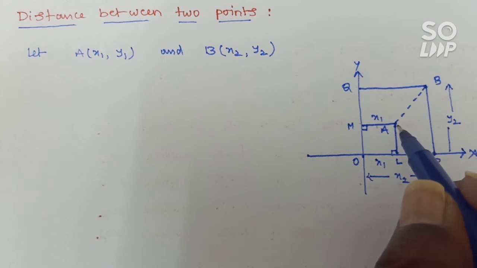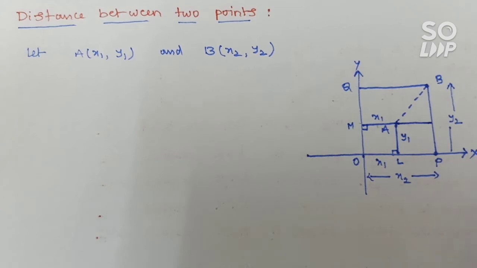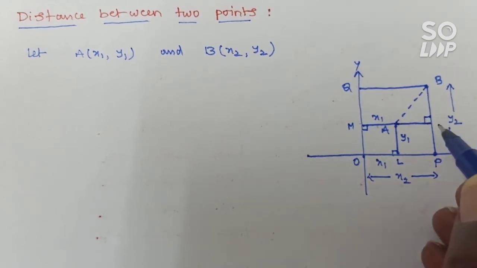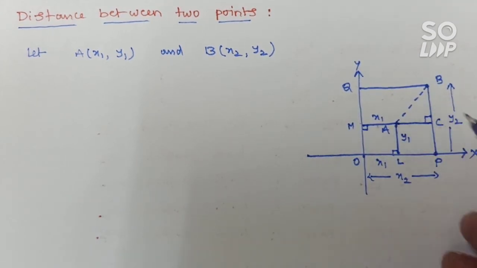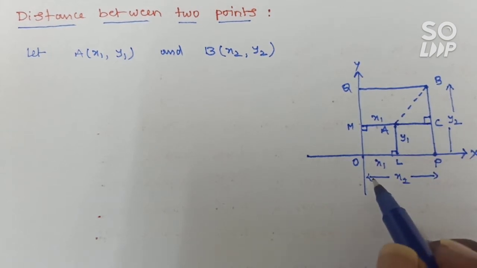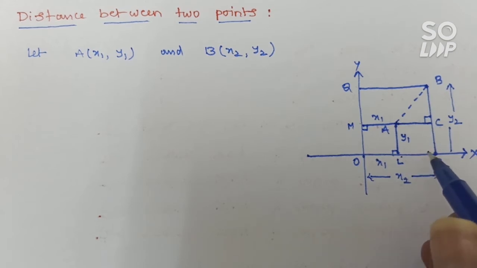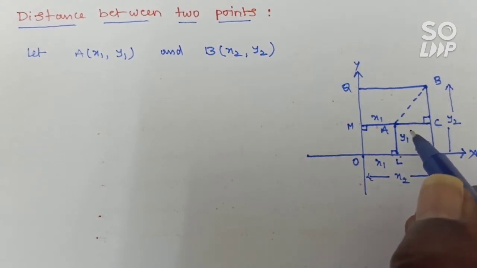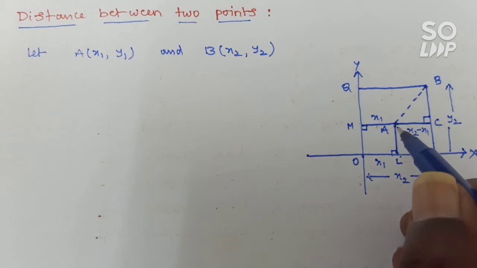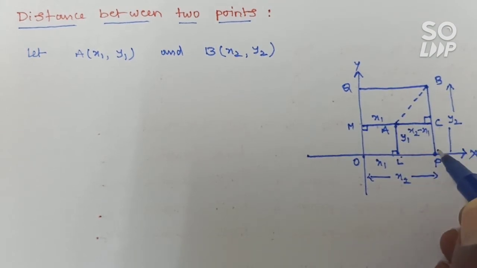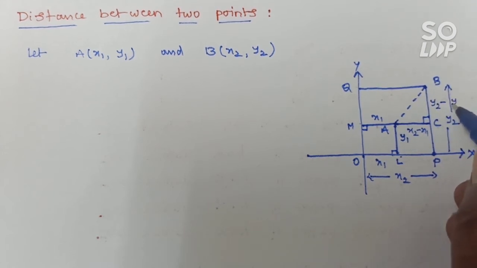After that, produce this line to meet this perpendicular line, and let this point be C. Clearly ABC is a right angle triangle. If this length is x2 and this length is x1, this length will be x2 minus x1, so this is also x2 minus x1. And if this length is y1, this is also y1, so this length is y2 minus y1.